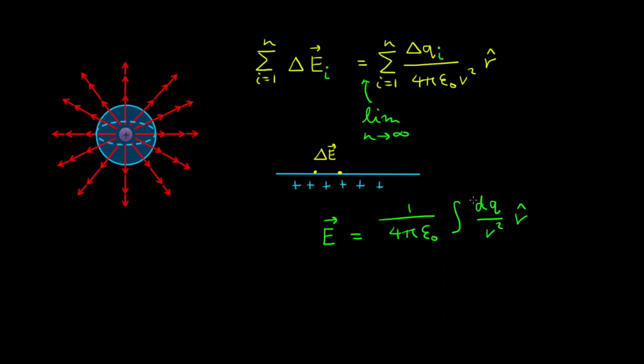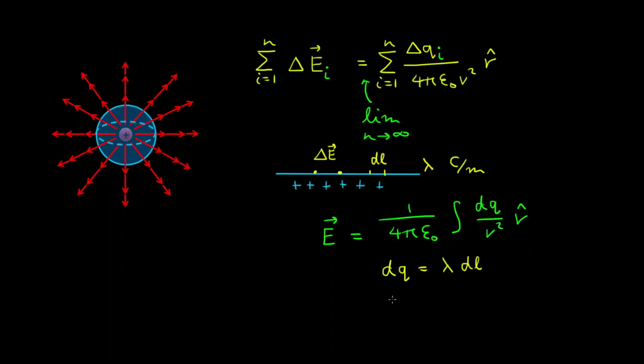Now we can determine a few expressions for dq based on a charge density. If we have a one-dimensional charge distribution, such as along a wire, we have a charge density lambda, and we can write dq is equal to lambda times the change in length. This charge density is in coulombs per unit length, and we multiply by the differential change in length, and then perform the integration to get the net electric field.